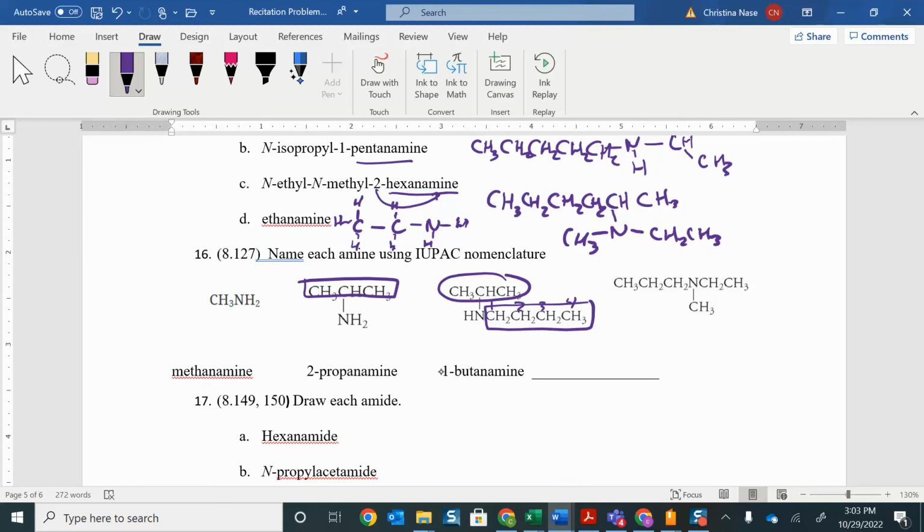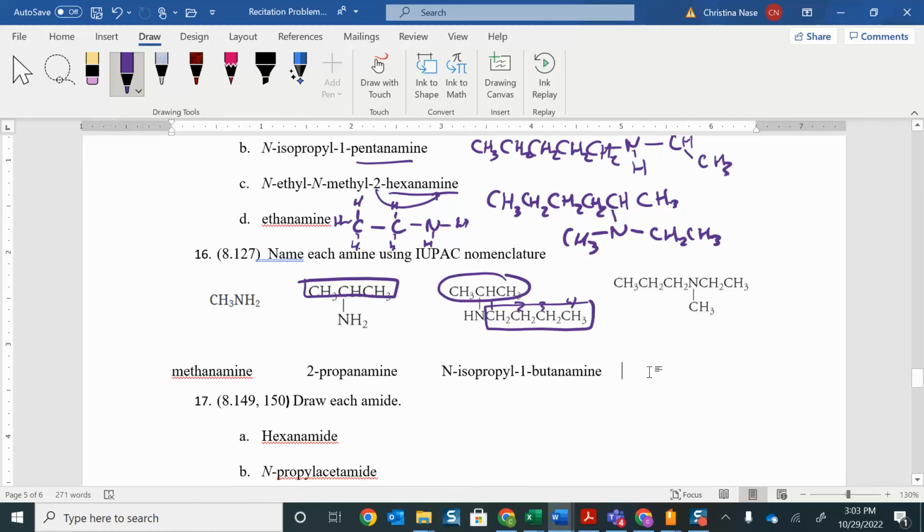So this is an N substituent, and it's 3 carbons. It's not propyl. Propyl would have been when the nitrogen was attached to this first carbon. This is an isomer of that. It's isopropyl, so it's attaching at a different carbon. So this is N-isopropyl-1-butanamine.